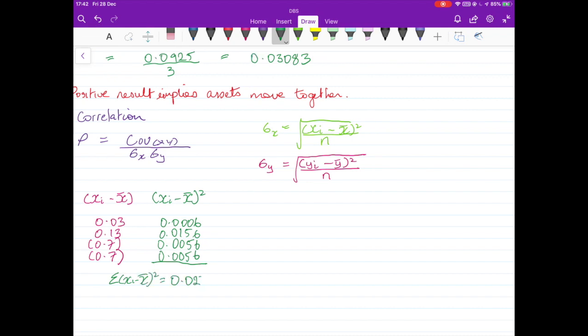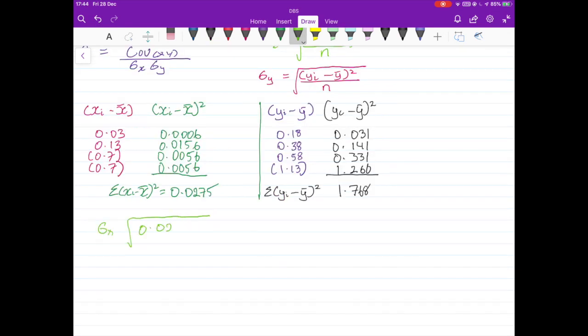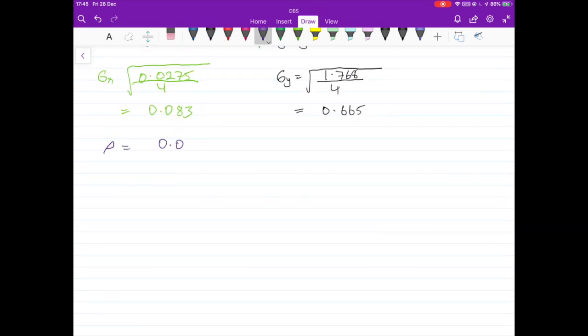Then we'll do the exact same thing for yi minus y bar. So we've already calculated each of yi minus y bar, and therefore all we need to do at this point is square each one of them, which is what we're doing now. And then once we have the square of those, we add them up, and then that will give us the first part of the formula that we're trying to calculate to get the standard deviation. So to get the standard deviation, we slot them into the formula, and we end up with a standard deviation of 0.083 for x and 0.0665 for y.